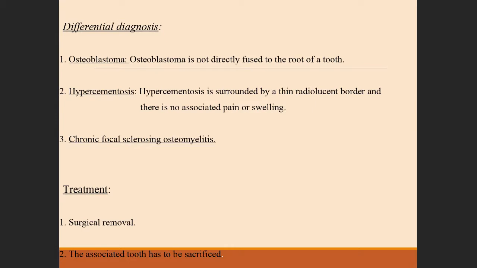Then condensing osteitis or chronic focal sclerosing osteomyelitis. Osteomyelitis means there was inflammation of the bone. So how did the inflammation of the bone come? From the overlying tooth. So naturally the tooth in the area will be non-vital. Okay. Now what is the treatment? Surgical removal, and the associated tooth will have to be sacrificed because so much resorption has taken place. So when you remove the tumor tissue, along with that, the tooth has to be removed.